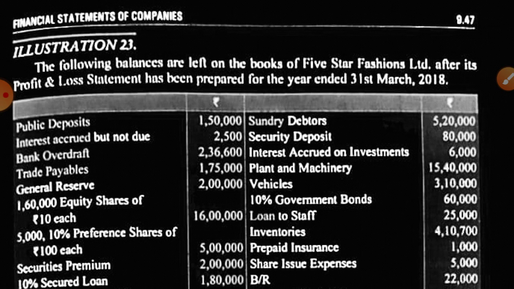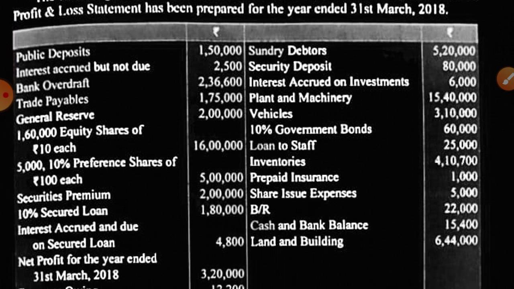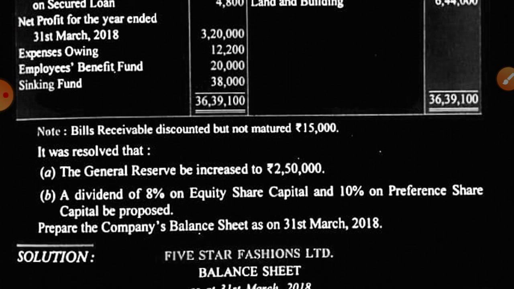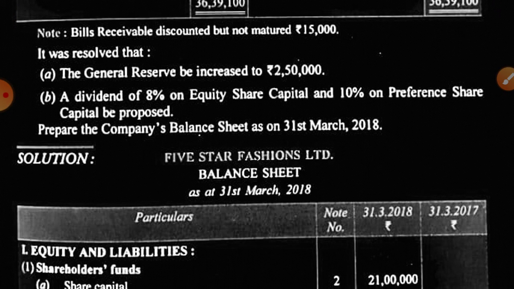So again, illustration number 23. The following balances are left on the books of 5-Star Fashion Limited after its profit and loss statement has been prepared for the year ended 31st March 2018. So this is the balance sheet. Now it was resolved that the general reserve be increased to 2,50,000. A dividend of 8% on equity share capital and 10% on preference share capital be proposed. This is proposed dividend.